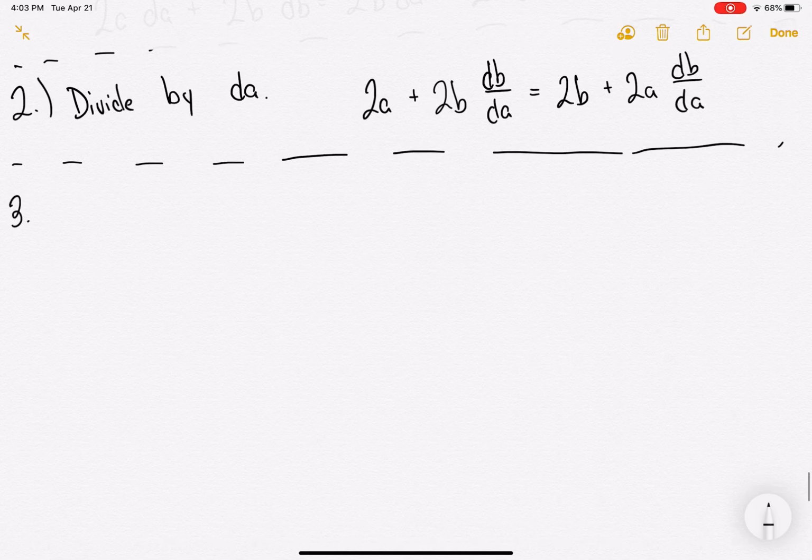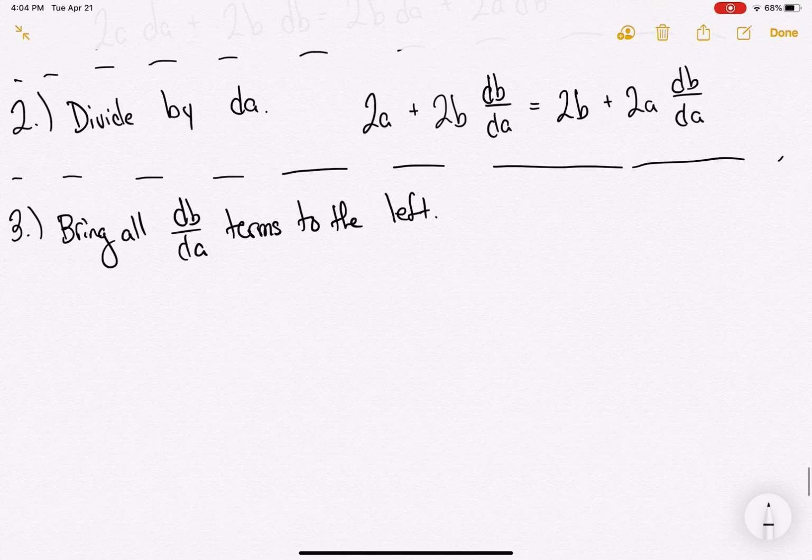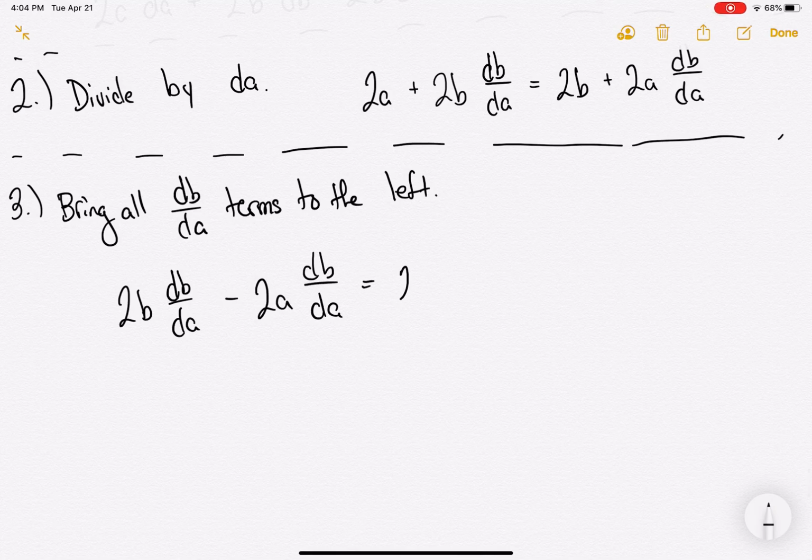Step 3, bring all dB dA terms to the left. So I'm going to keep the one term with the dB dA on the left and bring the other one over. So I get 2b dB dA minus 2a dB dA equals 2b minus 2a.